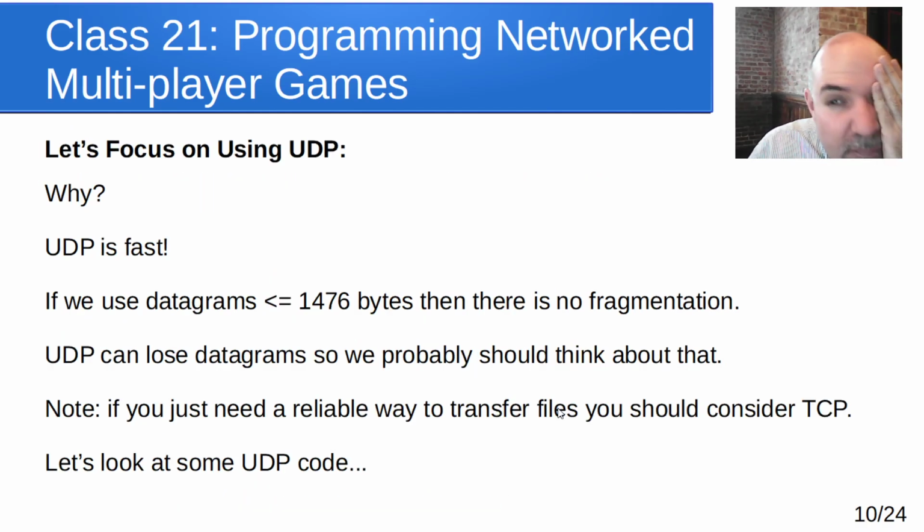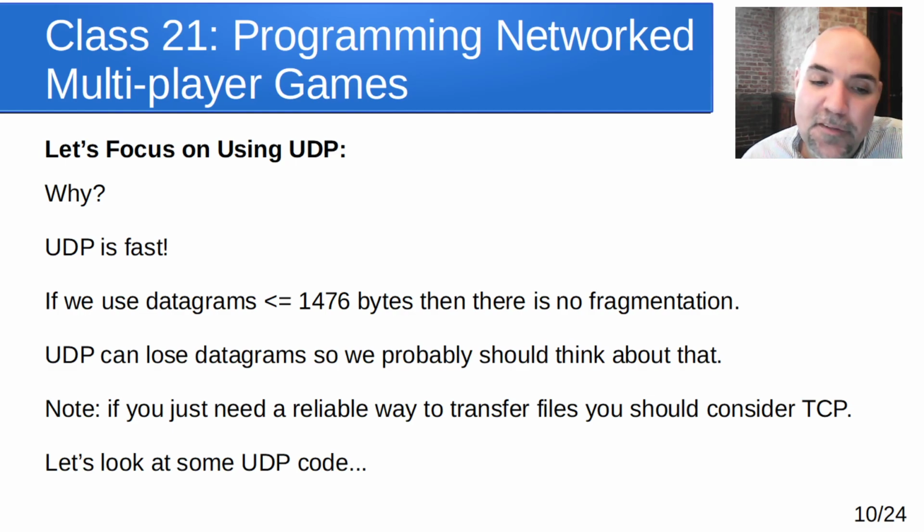Okay, so let's focus on using UDP. And why? Well, it's fast. And if we use datagrams that are less than that 1476, there's no fragmentation that happens. UDP can, however, still lose some of those datagrams, but the general idea of how we're going to write this is the server is going to be sending out, hey, here's the game state, here's the game state, here's the game state. And it's going to be the absolute state of the game, meaning here's where all the players are, here's where the bullets are, here's where the items are. And the idea there being that if one gets lost, there'll be another one that comes in shortly after that. So if one gets lost, it gets lost.